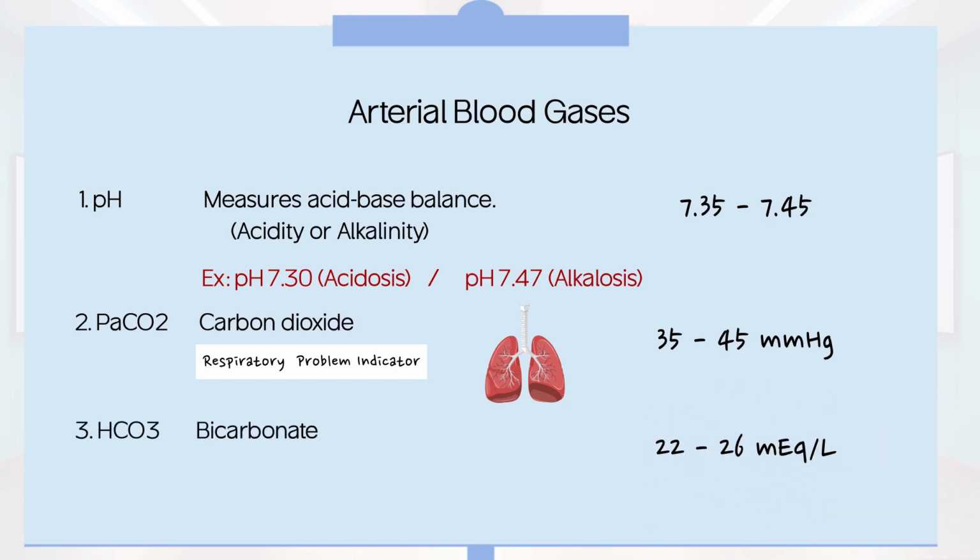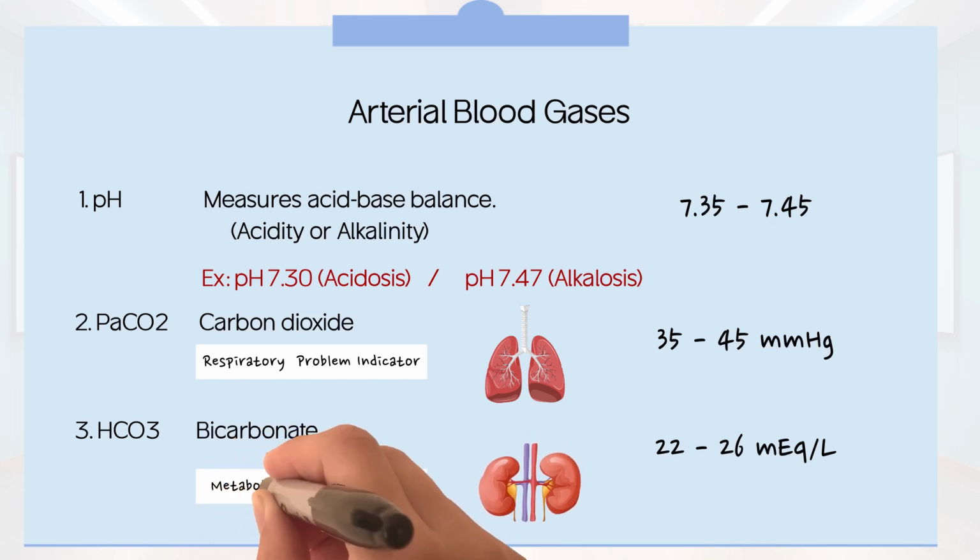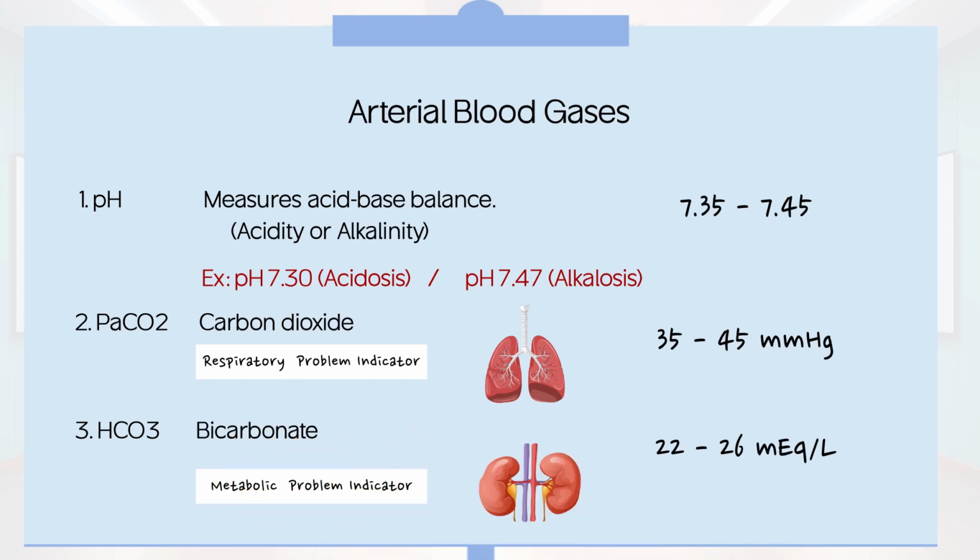HCO3 measures bicarbonate concentration in arterial blood. The normal value is 22 to 26. Bicarb, on the other hand, is controlled by your kidneys and is the metabolic indicator.